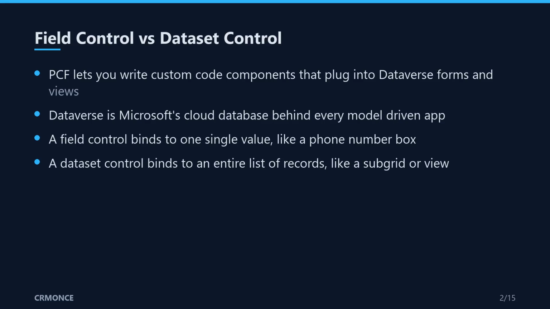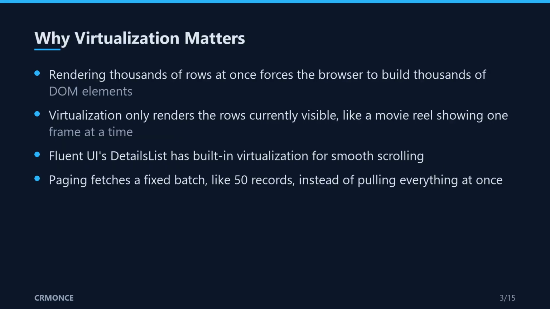Here's the performance problem we are solving. If Dataverse hands your control 5,000 contact records and you render every single row into the browser at once, you're asking the browser to build 5,000 DOM elements, those little building blocks of a web page, and that's exactly what makes classic grids feel laggy and unresponsive.